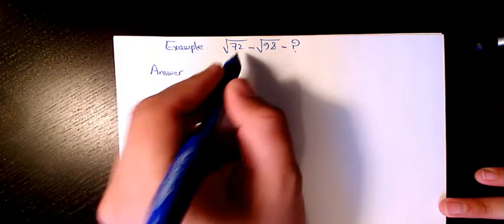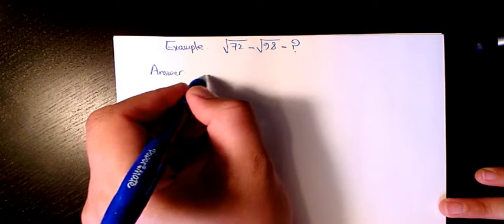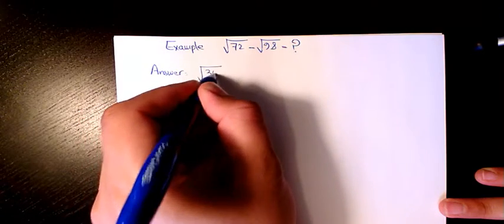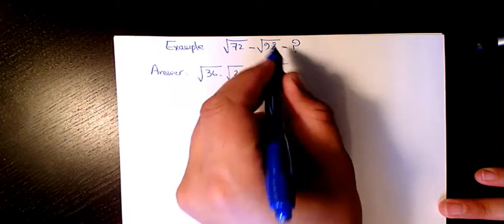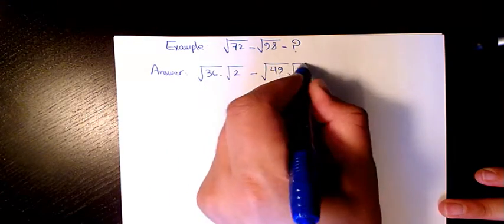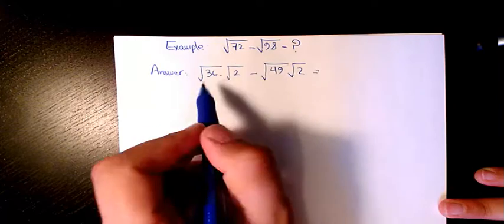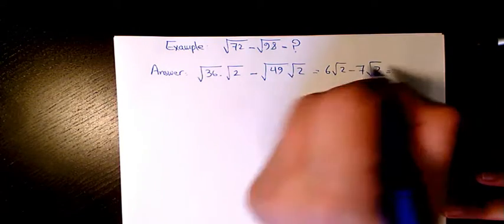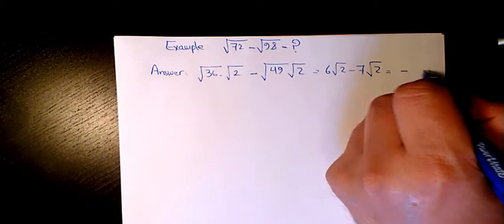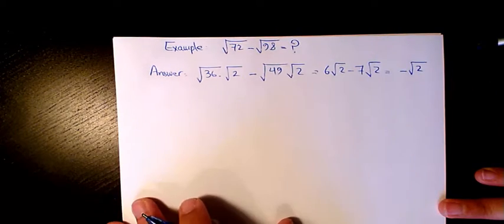So for example, 72 is 36 times 2. So I just change it to square root of 36 times square root of 2, and square root of 49 times square root of 2. So that will be 6 root 2 minus 7 root 2. So 6 minus 7 is going to be negative 1. So it's going to be negative root 2.